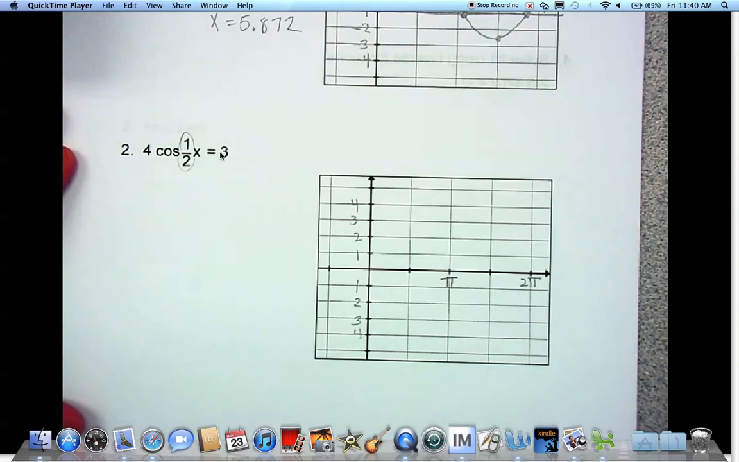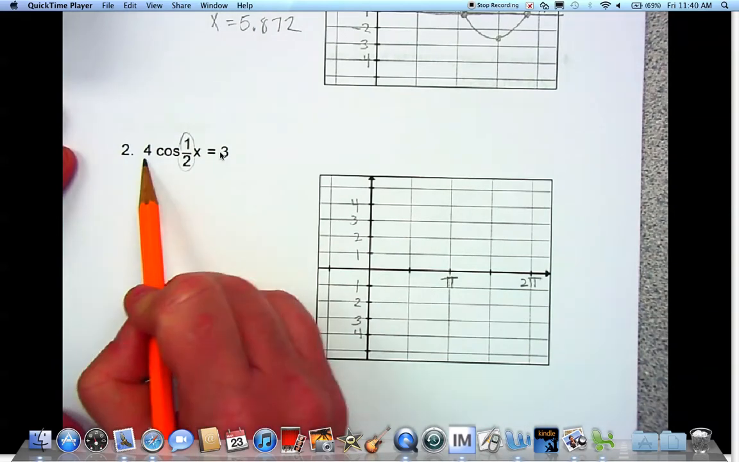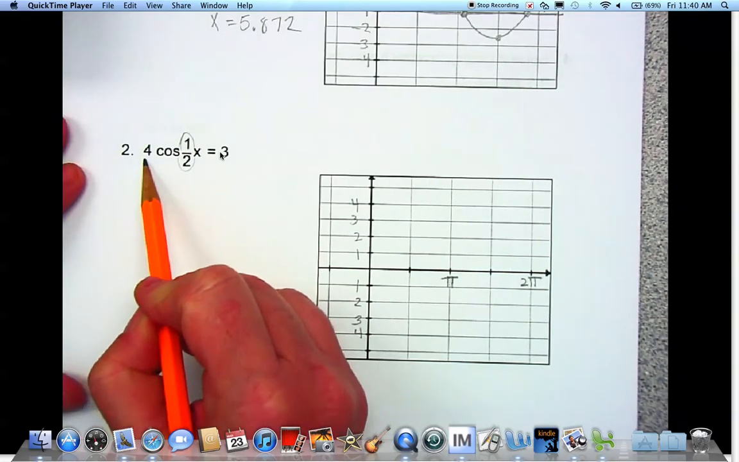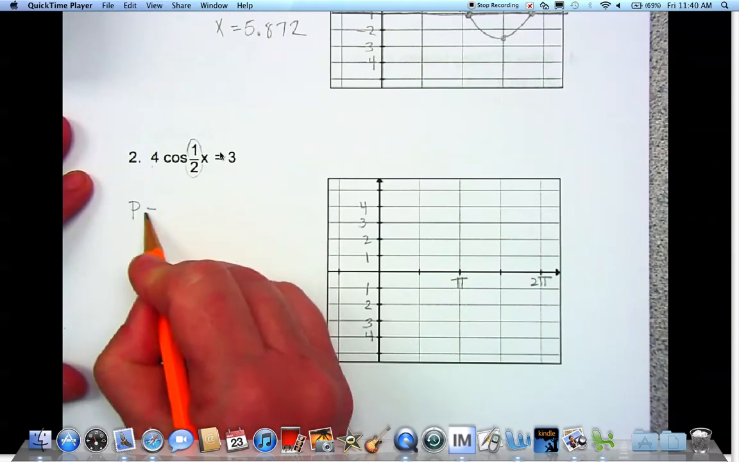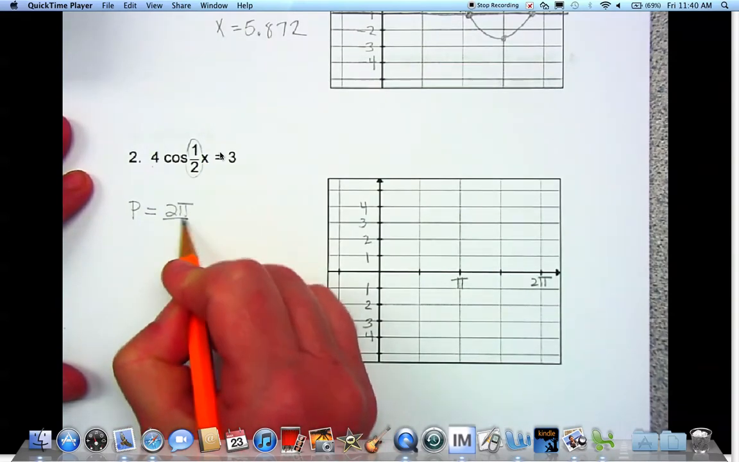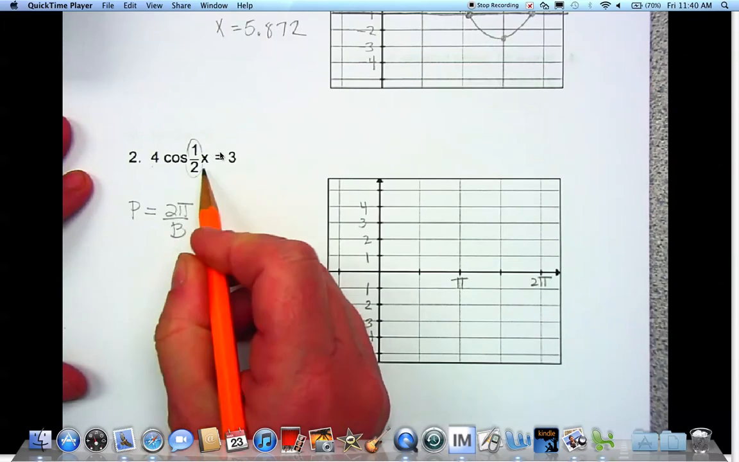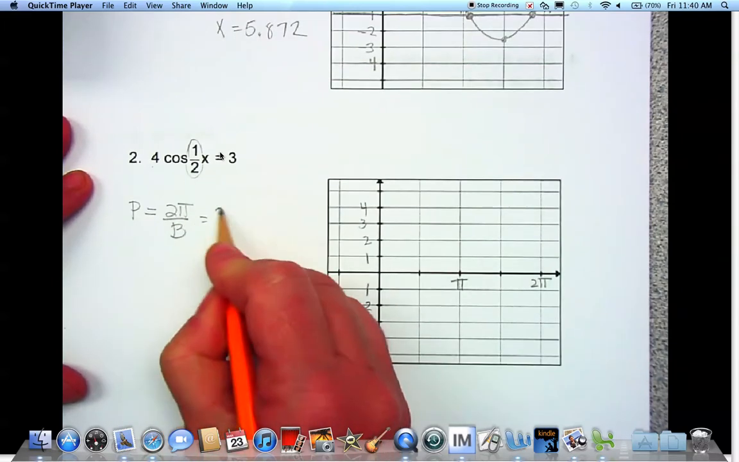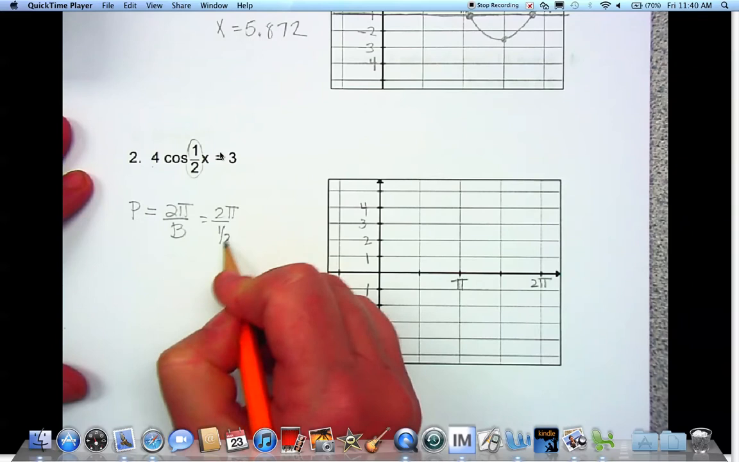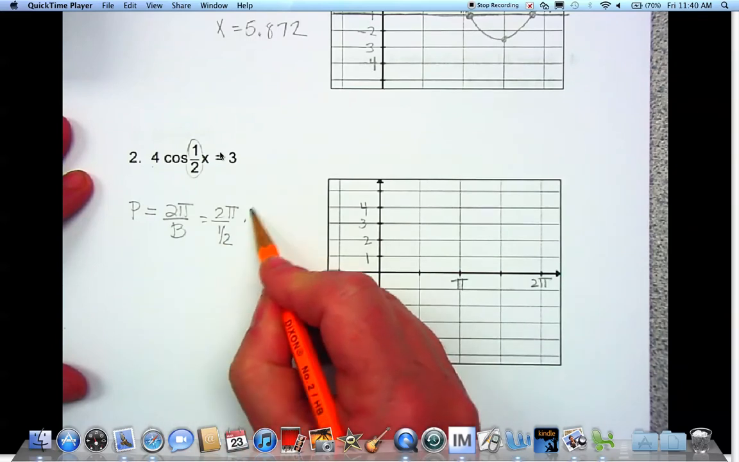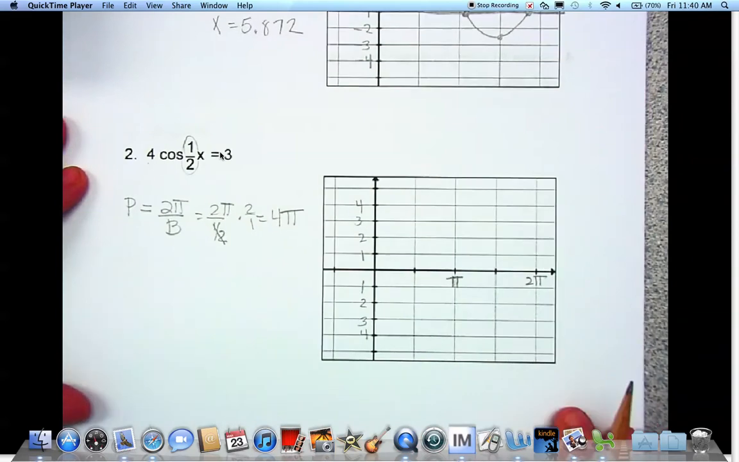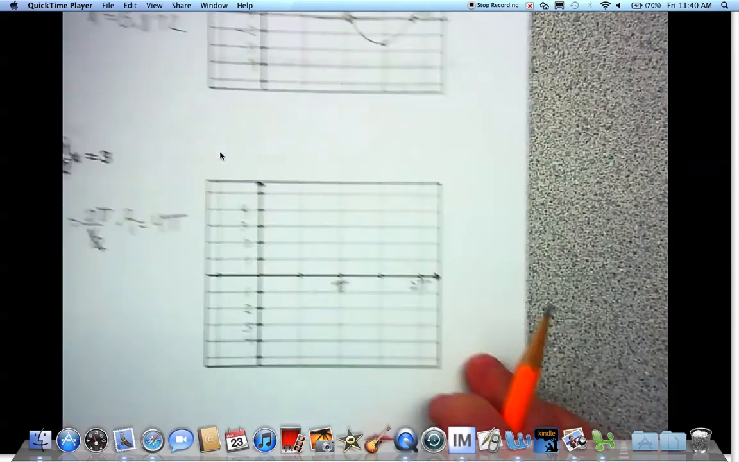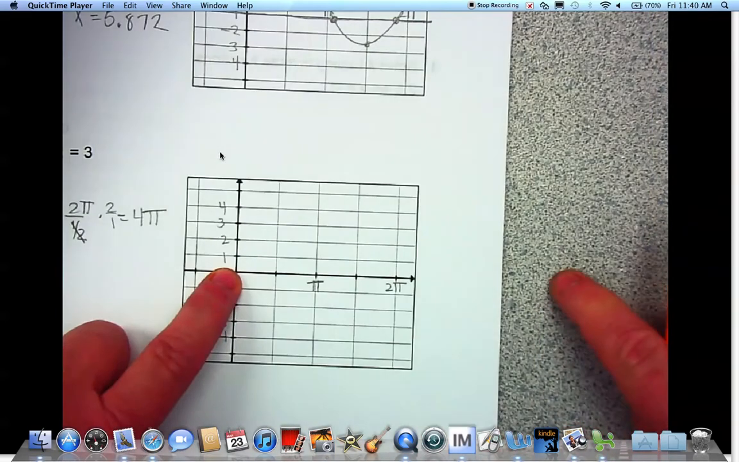What's the 4 represent? The amplitude. Okay, then we've got to find the period. Period equals 2 pi divided by b. What's b? 1/2. So 2 pi divided by 1/2, flip it over, 4 pi. Okay, so that means our cosine graph is going to go from 0 all the way out here to 4 pi.